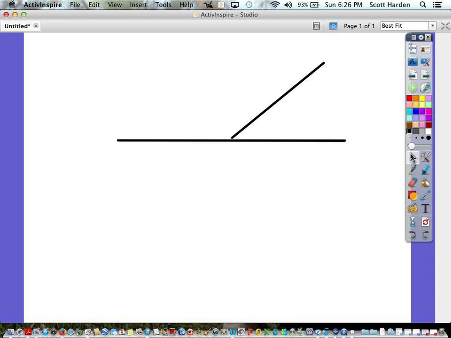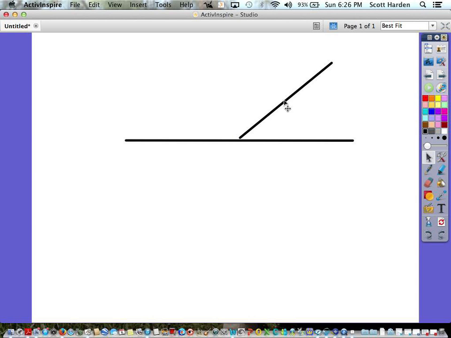So what do we know about supplementary? Well, we talked about this before. Remember about the 180 degrees. So what's important to know is that this angle, I'm just going to call it angle 1 for now, and this is angle 2. And what we know is that angle 1 plus angle 2 is equal to 180 degrees.